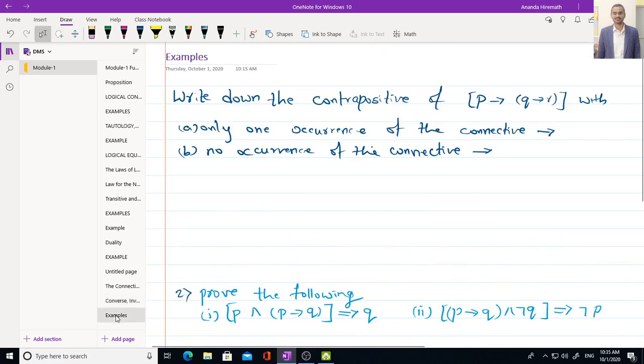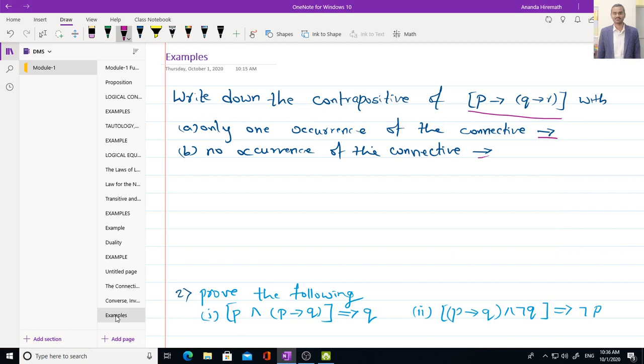Well, now what kind of examples we may get on the concepts of converse, inverse, contrapositive and logical implication? Let us see. The first example would be: write down the contrapositive of this statement with only one occurrence of the conditional connective, and no occurrence of the other connective.